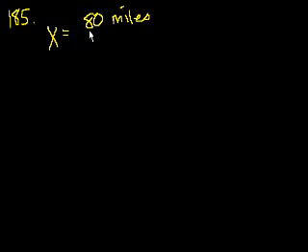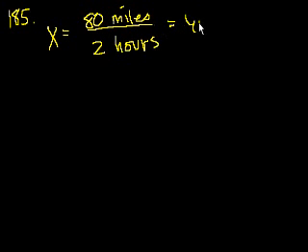We're on problem 185. Car X and car Y traveled the same 80-mile route. If car X took 2 hours, so X went 80 miles in 2 hours, and that's 40 miles per hour.